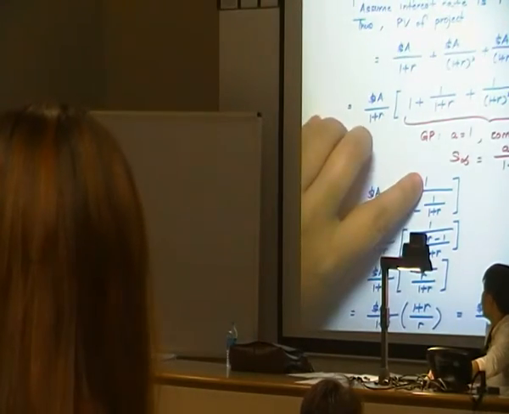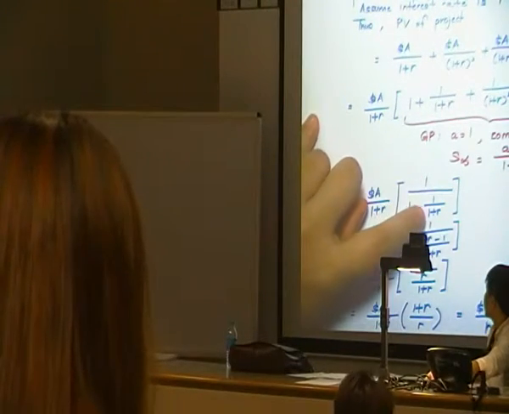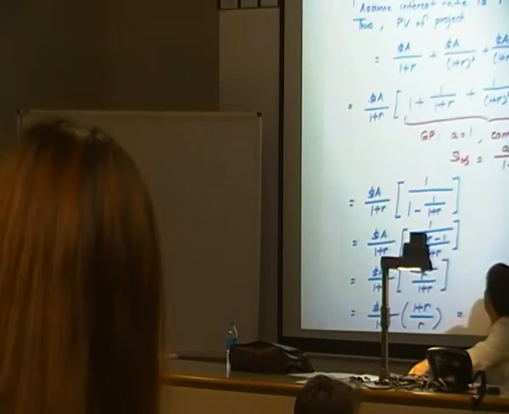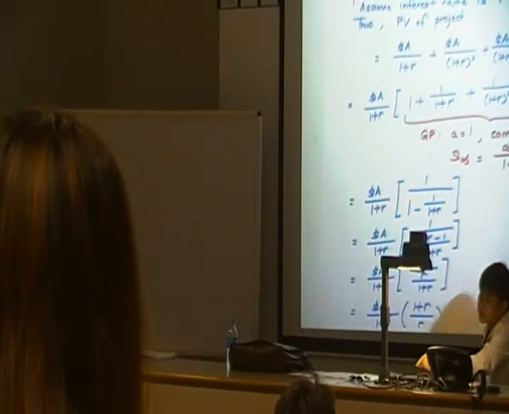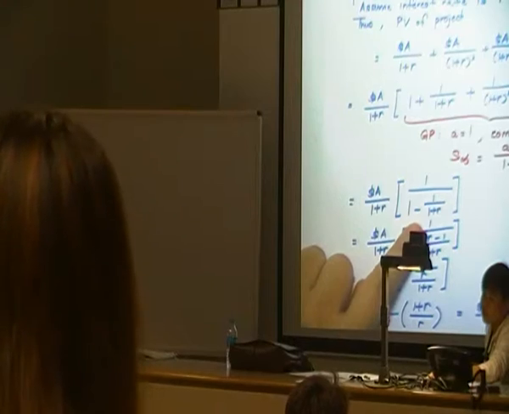My A is 1, so I put in 1 over 1 minus R. What is my R now? It is actually 1 over 1 plus R. So I substitute this in, but this is actually the formula itself.